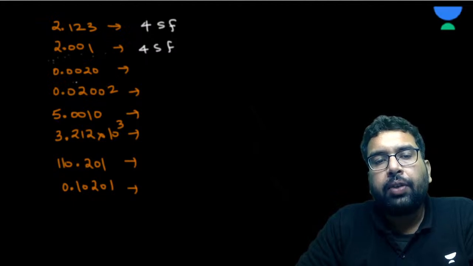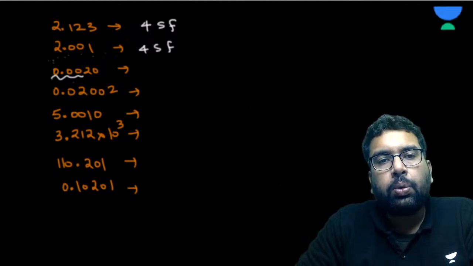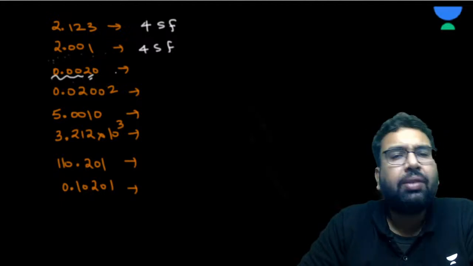Now how many significant figures are there? Trailing zeros are never significant. That means these three are not significant. Now this 2 is a non-zero, so it is significant, and this 0 is the ending 0. And an ending 0 is significant if it appears after the decimal. Very, very simple.